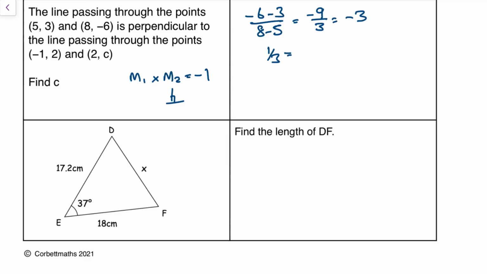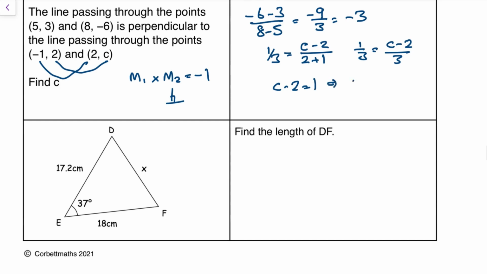And I know I need that equal to c minus 2, in other words, the change here, divided by 2 minus minus 1, which is 2 plus 1. So in other words, 1 over 3 is equal to c minus 2 over 3. Now, multiply both sides by 3, and the 3 goes away. So that just means that c minus 2 is equal to 1, which means that c is equal to 3. What does it want me to do? Find c. I found c. Question done. Next question. Find the length of DF.